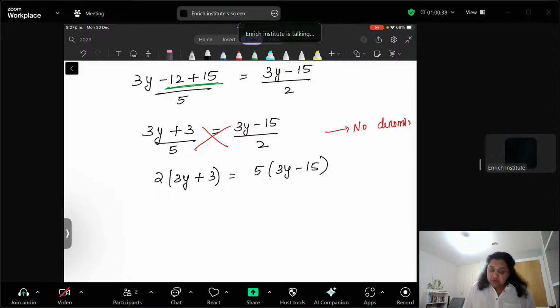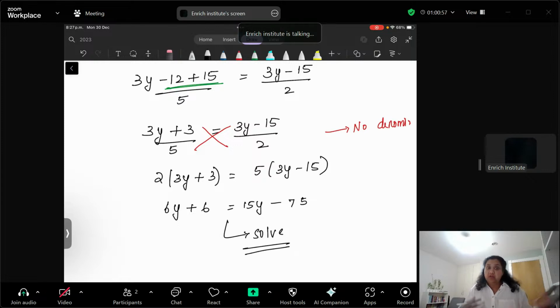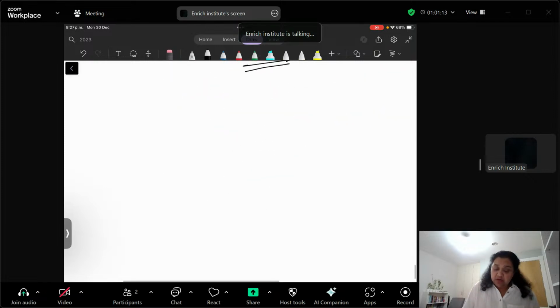Now again, I'm simplifying this, which will be 6y plus 6 is equal to 15y minus 75. And then you get this as a linear equation, which you can ultimately solve. Solving a linear equation is something which we know. So you just simplify this and solve it for y. Okay. So here the main idea is linear equations, the fractions which have to be simplified with cross multiplication.